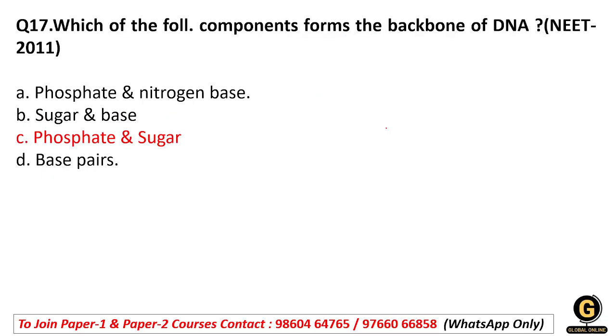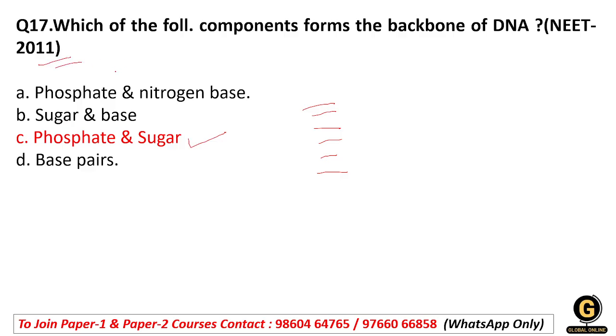Moving forward to the next question, which of the following components forms the backbone of DNA? Right, आपण याच्या रिलेटेड क्वेश्चन बघितला होता लास्ट सेशन मध्ये. So the options here are phosphate and nitrogen base, sugar and base, phosphate and sugar, and base pairs. So the right answer is phosphate and sugar, because the DNA backbone consists of alternating, एका पाठोपाठ एक, deoxyribose sugars and phosphate groups. This question was asked in the year 2011.